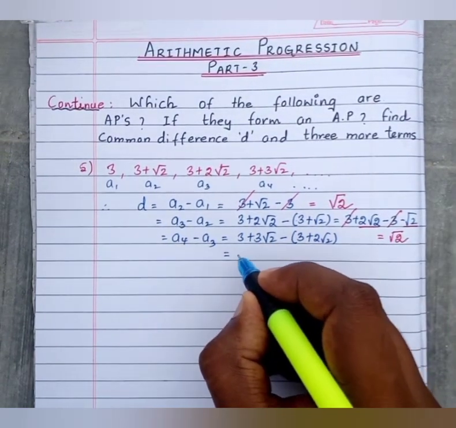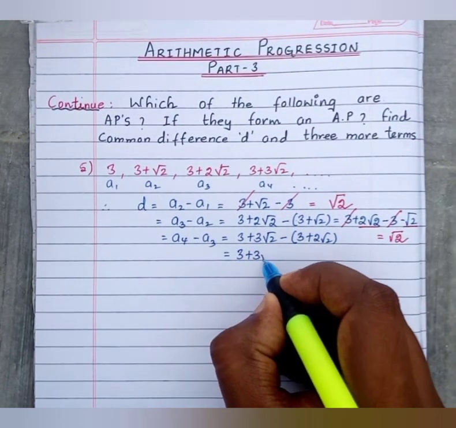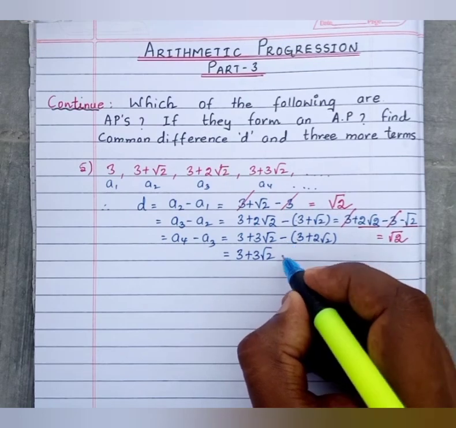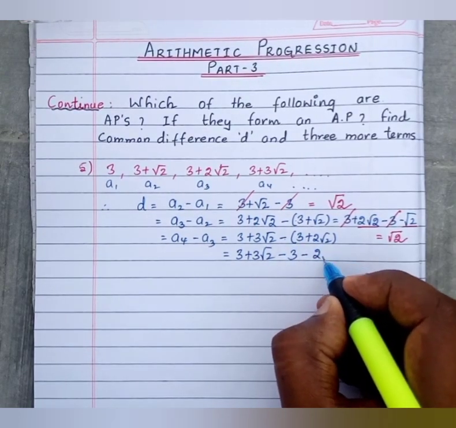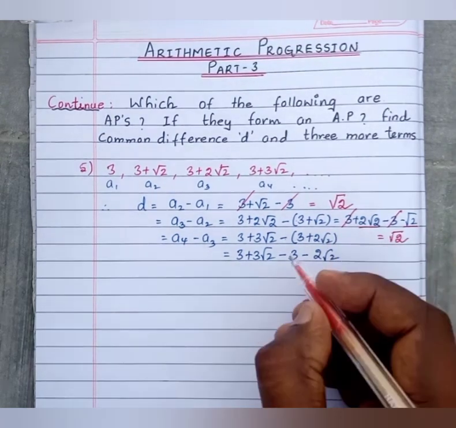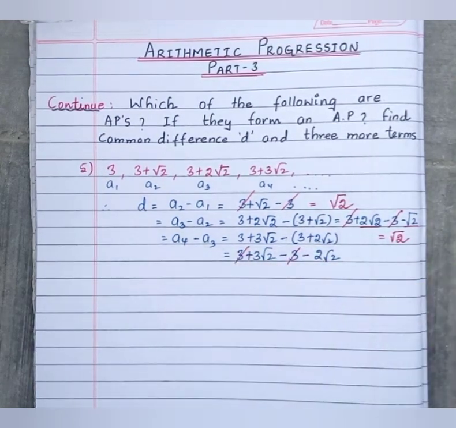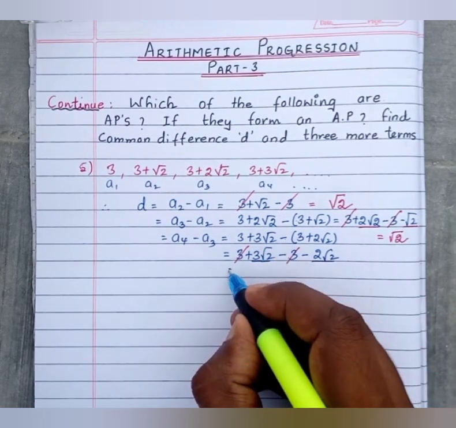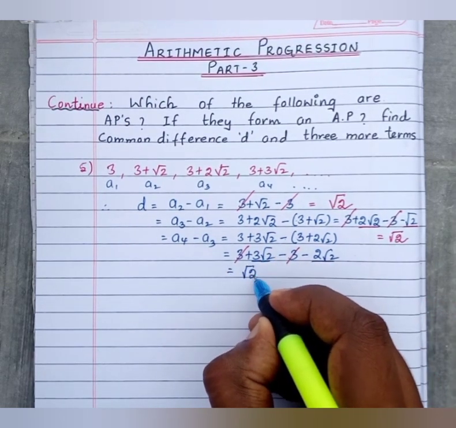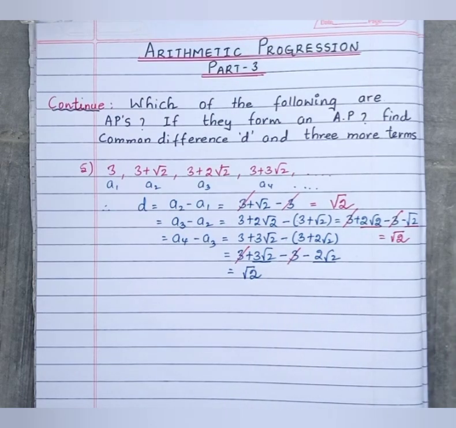Now we will simplify A4 minus A3. A4 is 3 plus 3 root 2 as it is. Now minus 3, plus into minus, minus 2 root 2. Again plus 3 minus 3 will cancel out. Now 3 root 2 minus 2 root 2 will give you root 2.